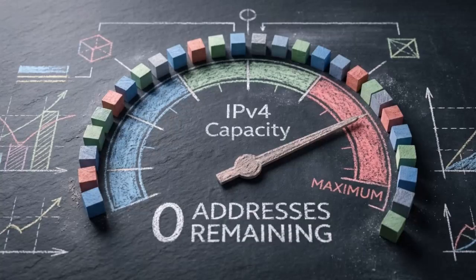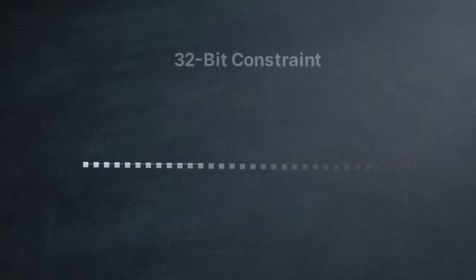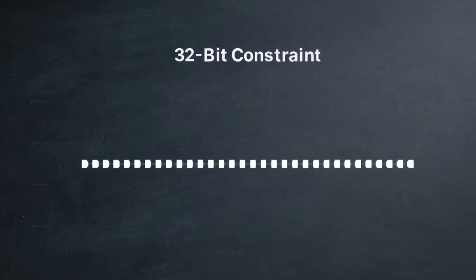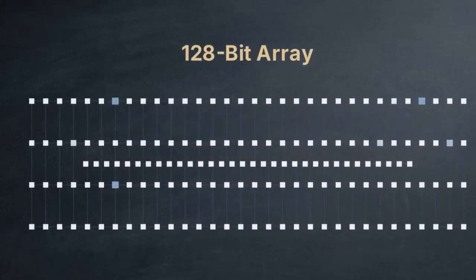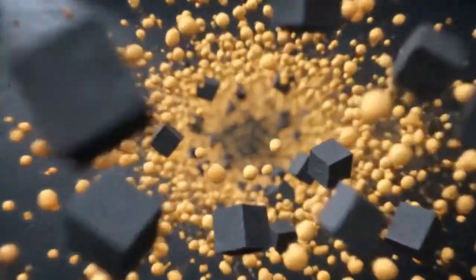The Internet has outgrown its original 32-bit mathematical blueprint. IPv6 provides the next-generation solution to this address exhaustion. This protocol expands the coordinate system from a 32-bit constraint to a 128-bit array. This shift creates an exponentially larger routing space.